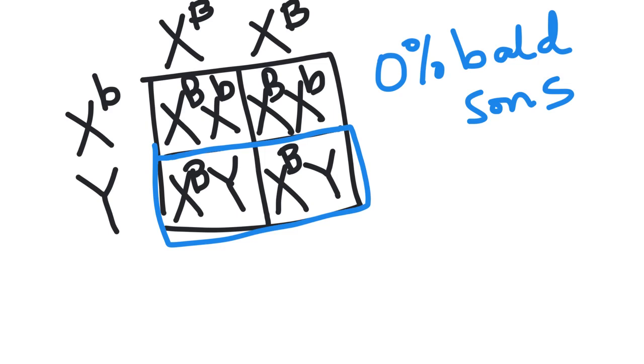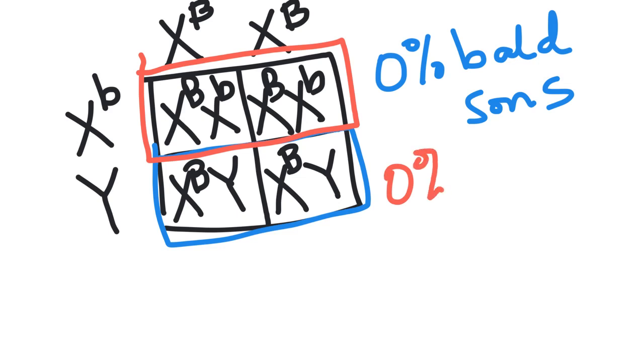How about the daughters? Are any of the daughters bald? The daughters are on the top two squares. Remember, daughters are XX, and let's go ahead and look at them. Here, if you want a female who's bald, they have to have two copies of the little b. Neither of these girls do. They both have an X with a big B. The big B trumps, so they are not bald. So you have 0% chance of bald daughters too.